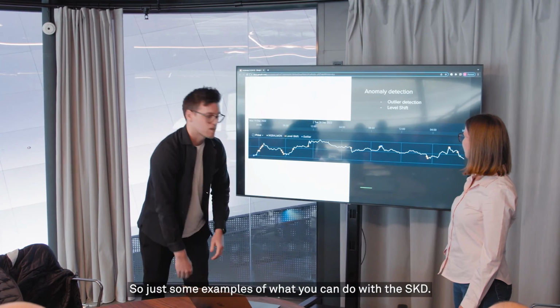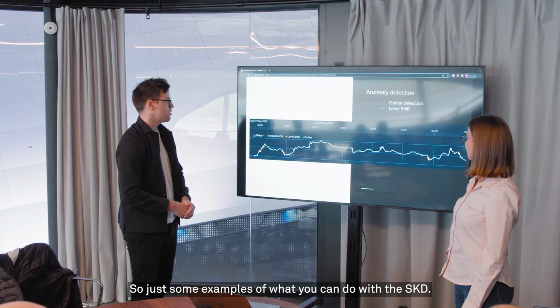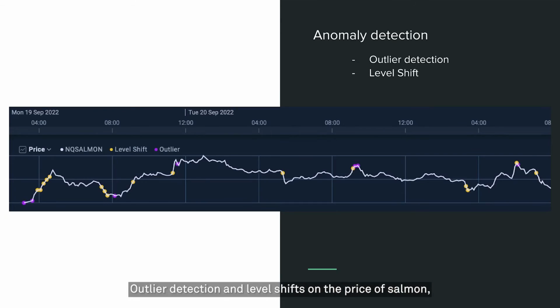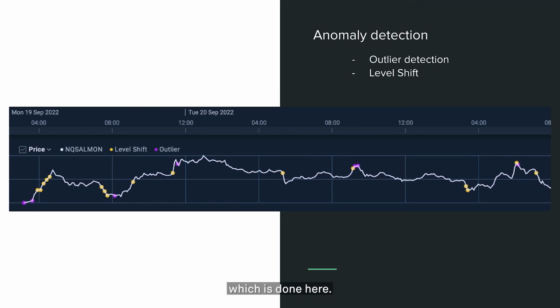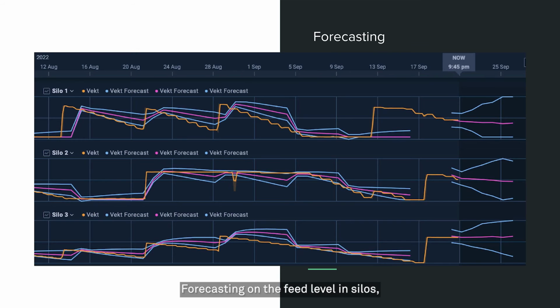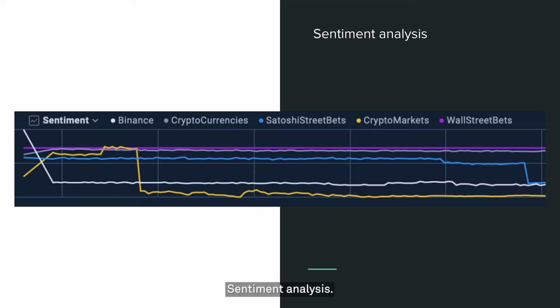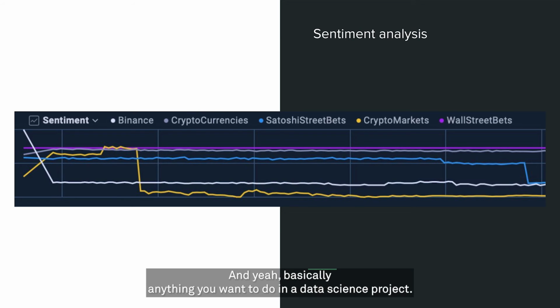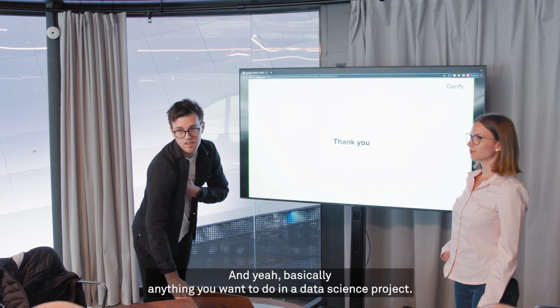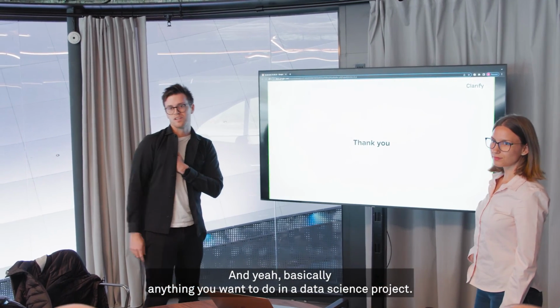So just some examples of what you can do with the SDK. Outlier detection and level shift on the price of salmon, which is done here. Forecasting on the feed level in silos, continuously updating. Sentiment analysis, and yeah, basically anything you want to do in a data science project.